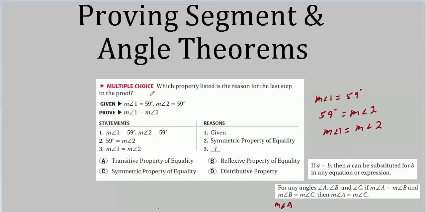When we've reversed this into this, now these two lines form exactly the transitive property of equality. Written this way is totally obvious. We just jump right past the two 59s and write measure of angle 1 equals measure of angle 2. And that is the transitive property.